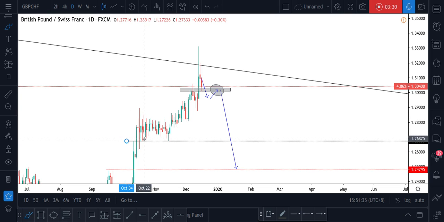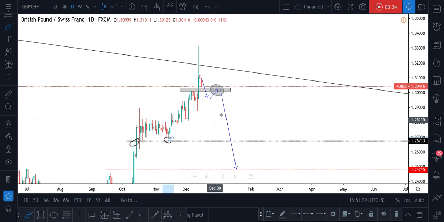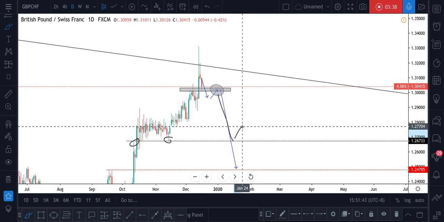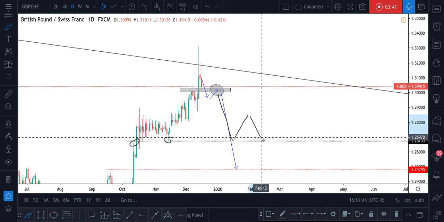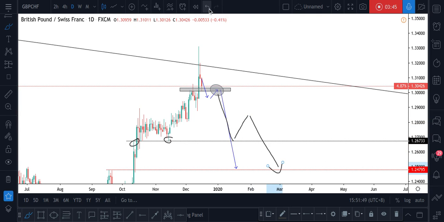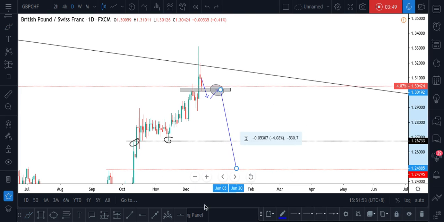Why do I choose this area over here? Because we have very good support around this area, so we can expect the market to hit this area, then make a retracement and continue further to the downside to my given target. So basically this is what we are looking for on this pair.